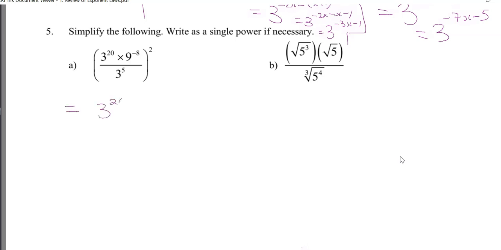We got 3 to the 20. I've got a 9. We're going to turn that into 3 squared. That's to the power of negative 8, over 3 to the 5th. That whole thing is squared. So the first step is change the 9 into a 3, right? Let's get everything with the same base.